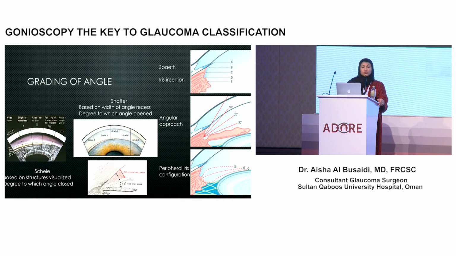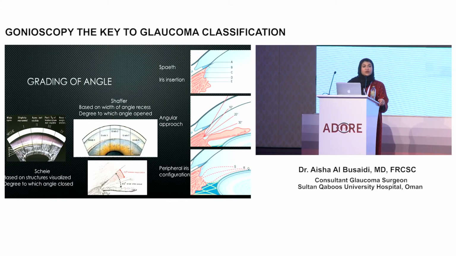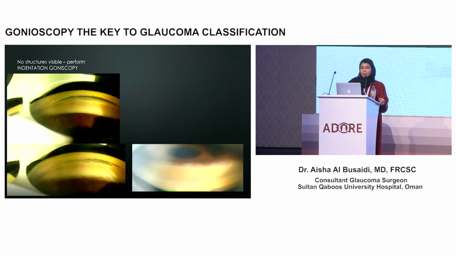Spaeth, however, used 3 parameters to grade the angle: iris insertion, angular approach from 0 to 50 degrees, both pre-indentation and post-indentation, as well as peripheral iris configuration, which we found very helpful to be very descriptive in terms of these 3 parameters. Now, if you don't see posterior trabecular meshwork, or you don't see any structures, you need to really differentiate between appositional versus synechial closure.